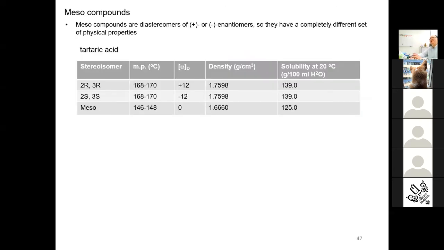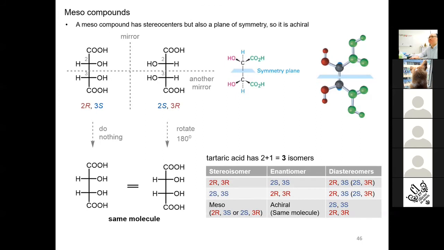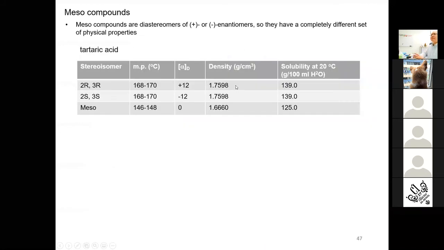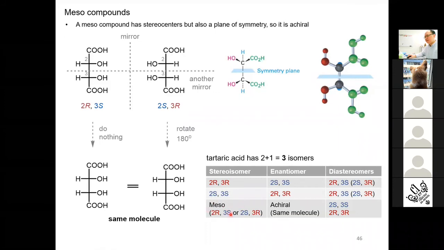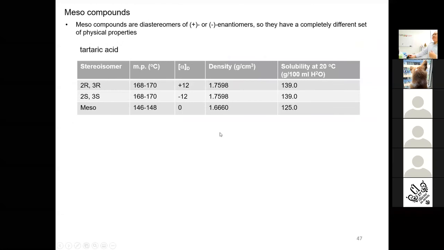Also, the molecule which has stereocenters but also a plane of symmetry, we call it a meso compound. This is the new name here. A meso compound is achiral but has stereocenters. Just keep that in mind. And because the meso compound is a diastereomer of these two, they have totally different properties. We just learned that diastereomers have different properties.